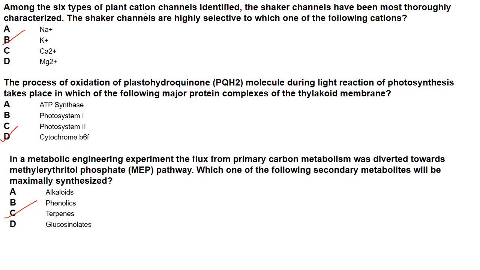So the answer here is option D, cytochrome b6f. Then next one, metabolic engineering experiment, the flux from primary carbon metabolism was diverted towards methyl erythritol phosphate pathway, MEP pathway. Which one of the following secondary metabolites will be maximally synthesized? So MEP pathway is involved in isoprenoid, terpenoid or terpene biosynthesis. So the answer here is option C, that is terpenes.